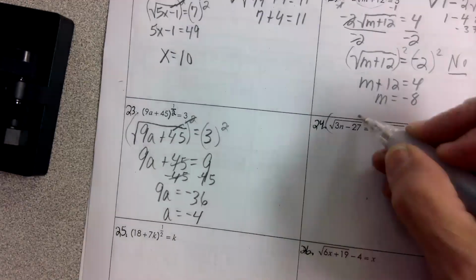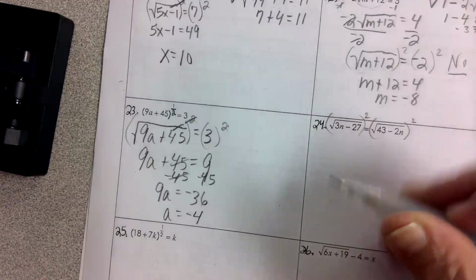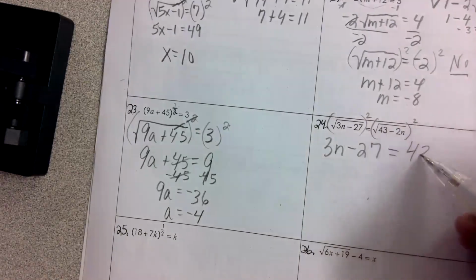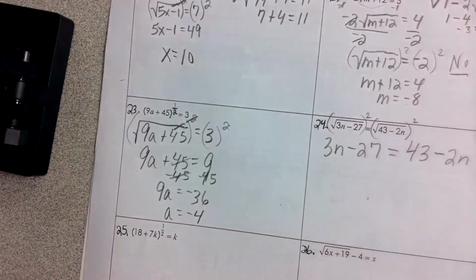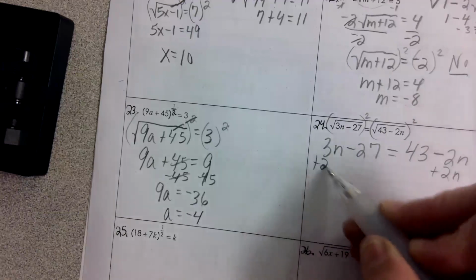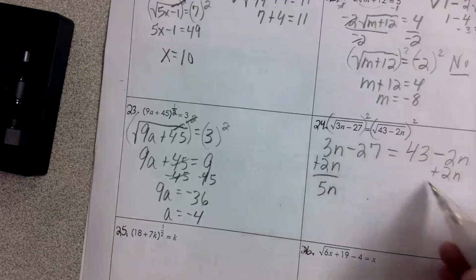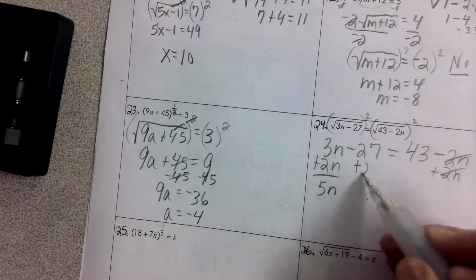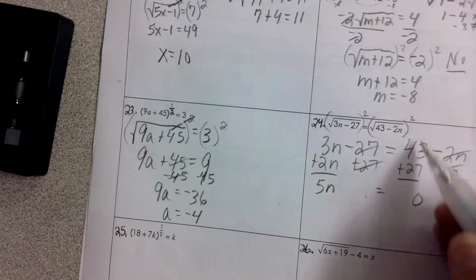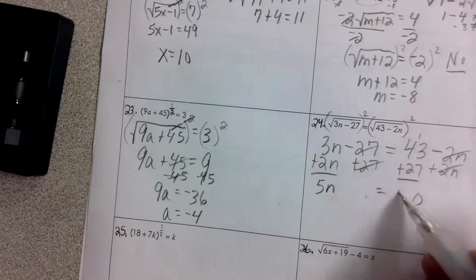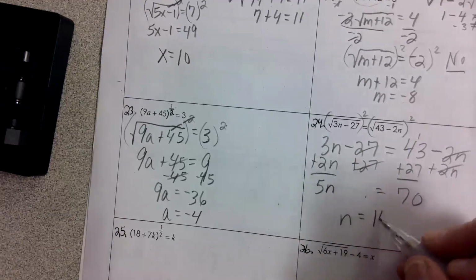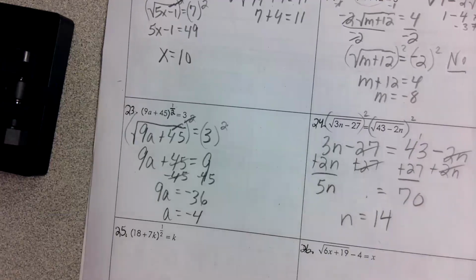Okay, number 24, square both sides. And you get 3n minus 27 equals 43 minus 2n. So I'm just going to add 2n to both sides. I get 5n. And then add 27 to both sides, and I get 70. N equals 14. 70 divided by 5.